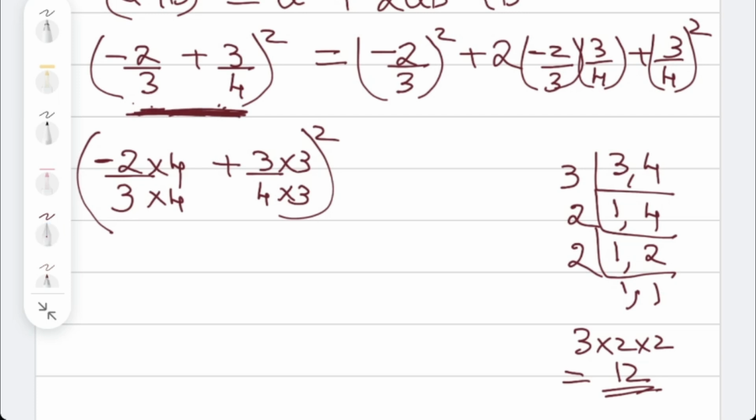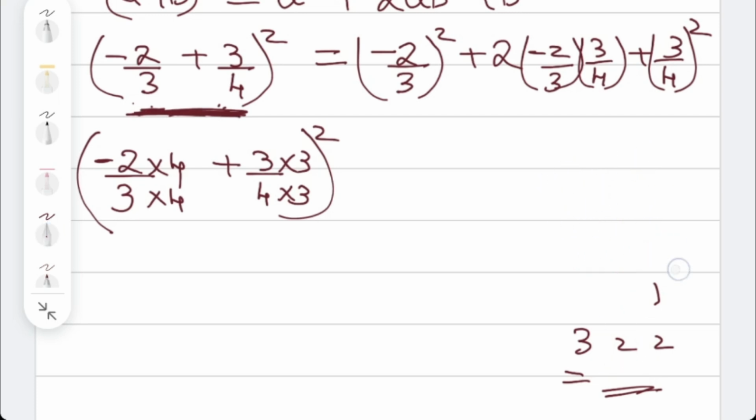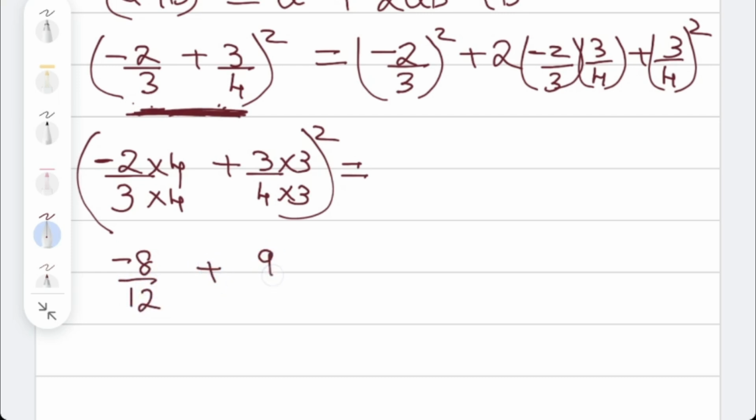So we do it in this way. Okay, so let us not keep this working here. We are removing it. Now what is the answer here? It is numerator is minus 8 divided by 12 plus 9 divided by 12 whole square. So what do you get?